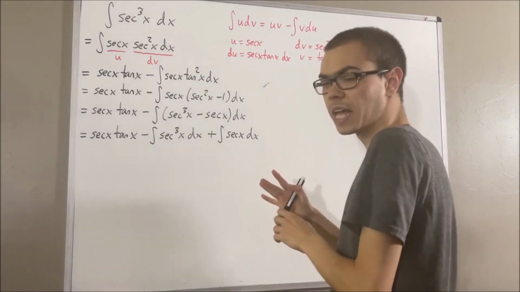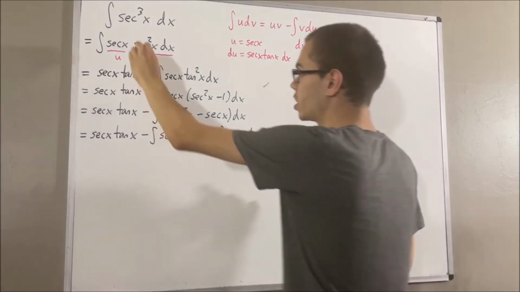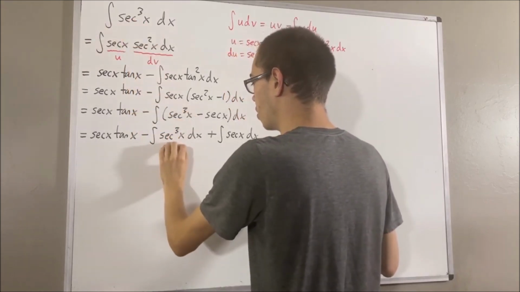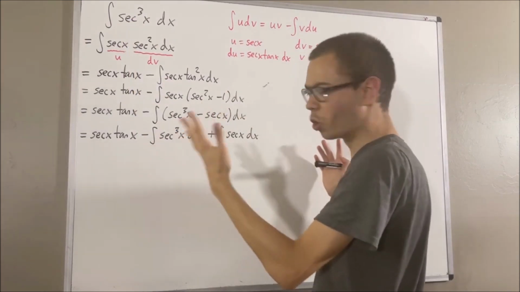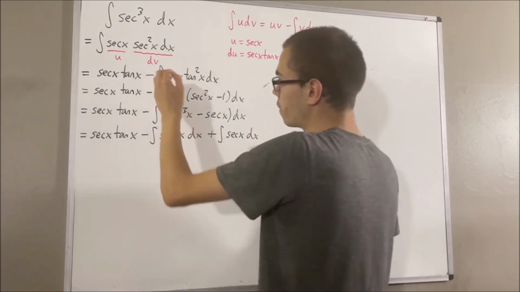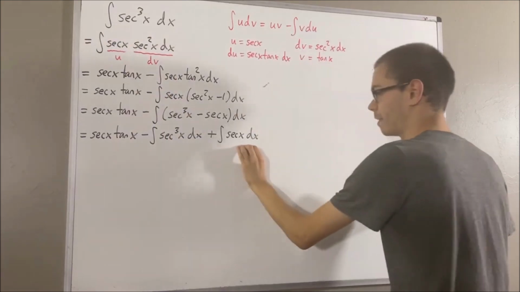Now at this point, it may not be super clear where this is going, because we started off with this as our original integral, and we ended up with our original integral again. So what do we do? Well, overall, we have shown that our original integral is equal to what we have here.